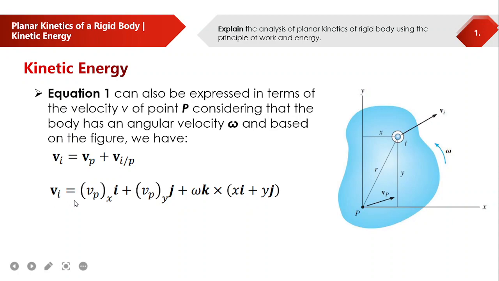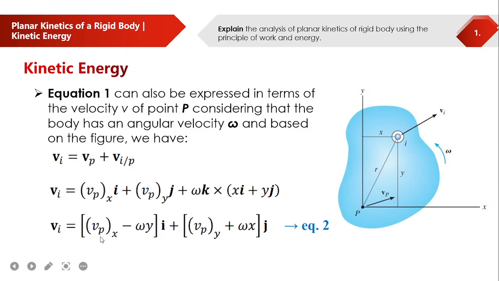So that will be v sub I equals v sub P sub x i plus v sub P sub y j plus omega k, because the angular velocity is acting on the z-axis, times the cross product of x i plus y j. So we just have to group it. Why did it become like this?